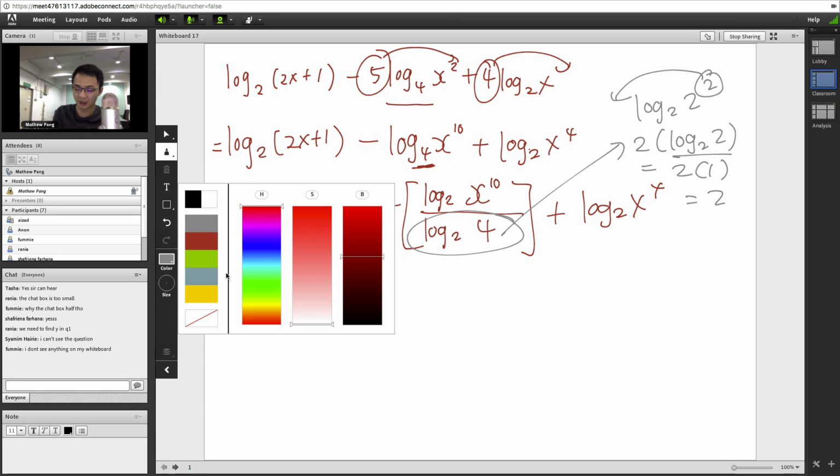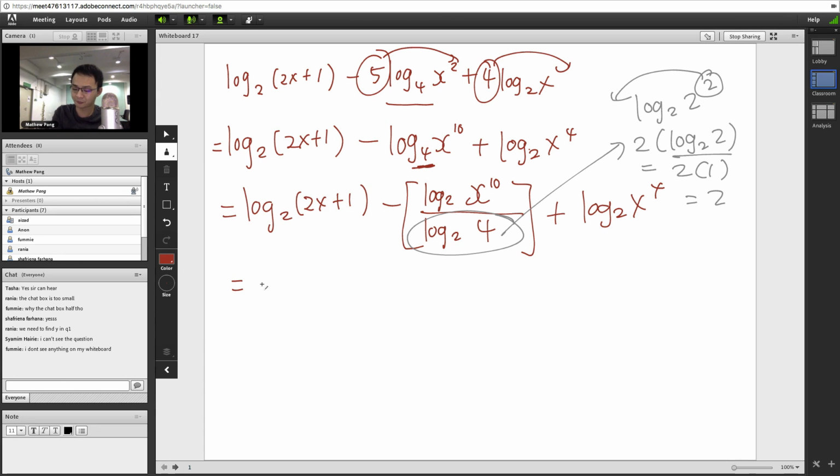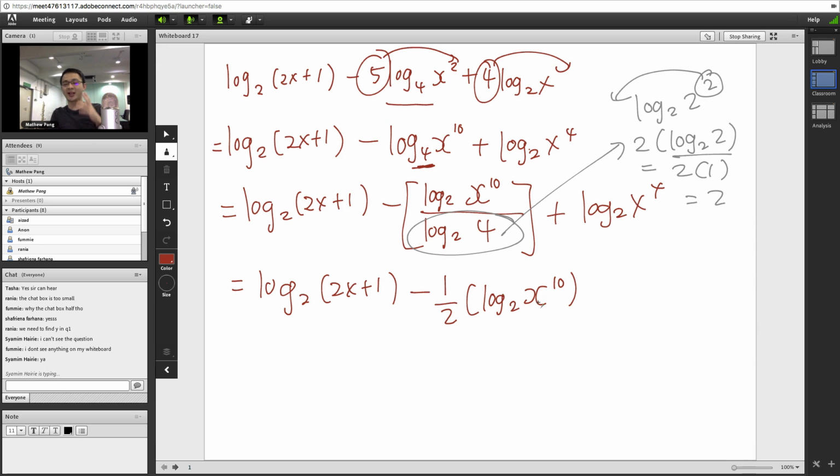Then I will continue. Therefore, I will have log 2, 2x plus 1. This one will be minus. Since the whole thing here is 2, I will make it 1 over 2, with 2 at the bottom, multiply log 2 x power of 10. Basically this means log 2 x power of 10 divided by 2. I just take the over 2 out and it becomes multiply 1 over 2. Basically, they are the same thing.